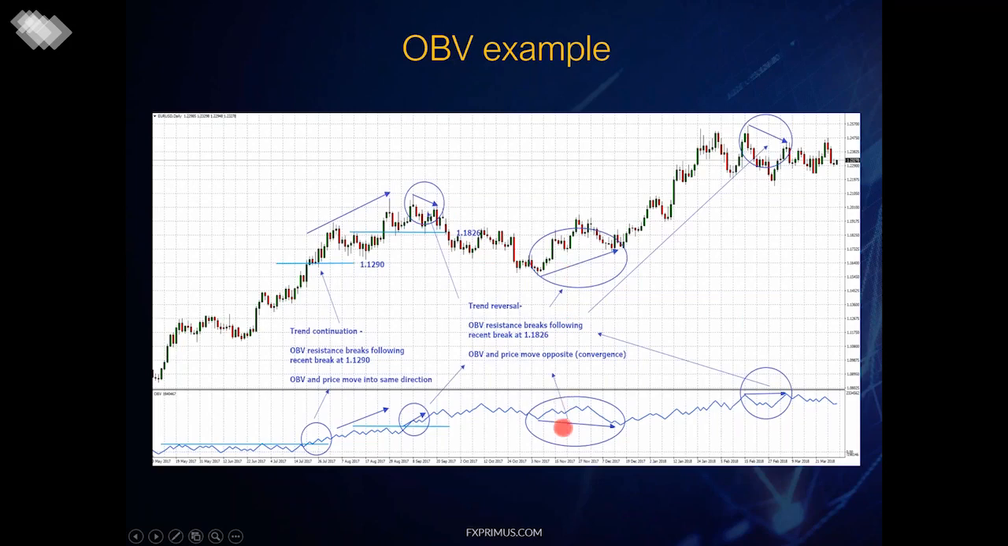This is, of course, the same scenario over here. Okay? We have a convergence, a bullish convergence, I will call it here. So price goes to a higher low, and the on-balance volume is moving from a high to a lower high. Okay.